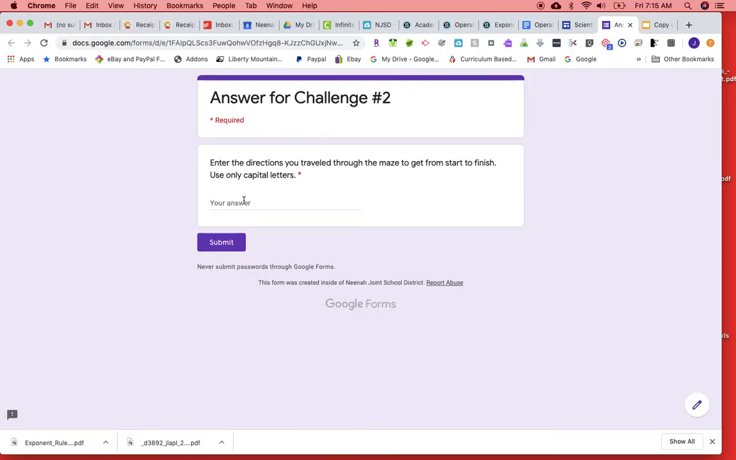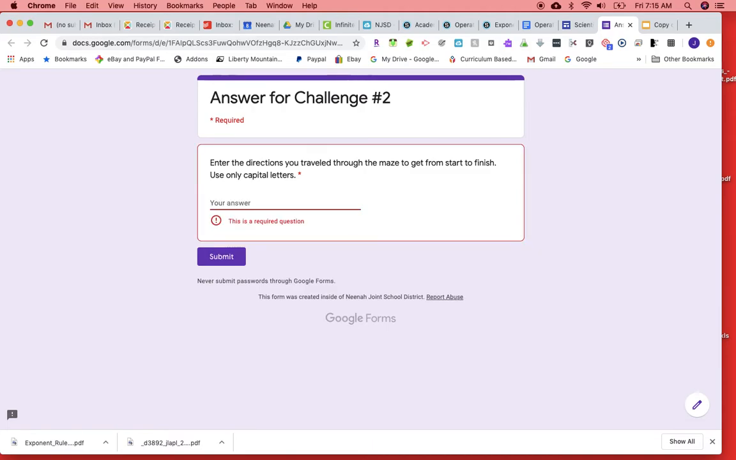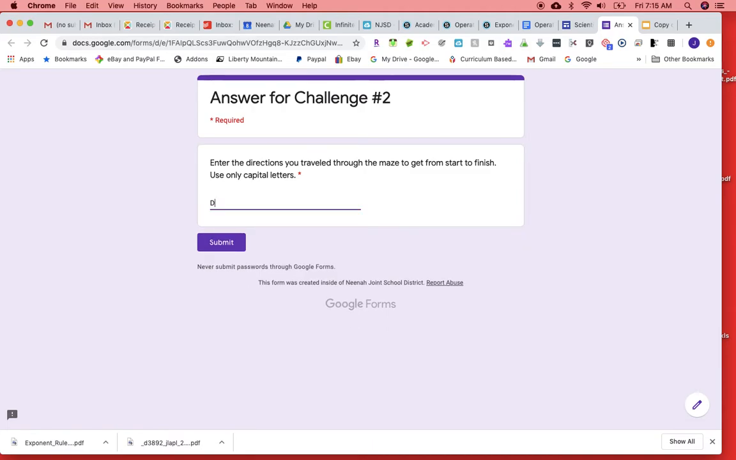It says enter the directions you traveled through the maze to get from start to finish. Use only capital letters. So I'm going to put my caps lock on. And we have D, D, D, R, U, U, R, R, X, R, D. Let's submit.